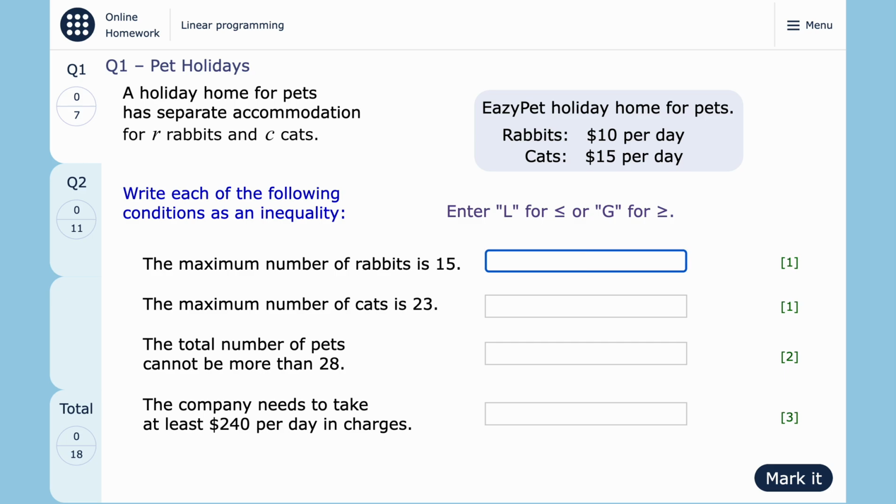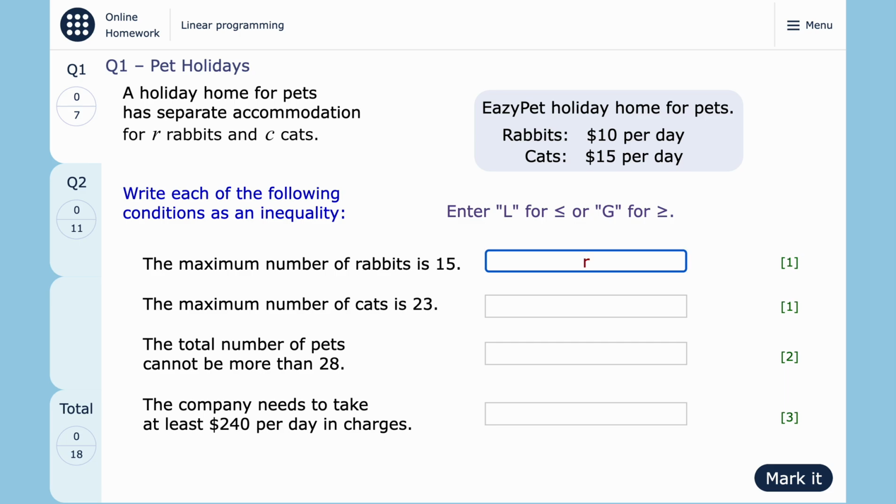Okay, so I'm looking at MyiMaths linear programming. Question 1, pet holidays. A holiday home for pets has separate accommodation for rabbits and cats. Write each of the following conditions as an inequality. The maximum number of rabbits is 15. So you have to have 15 or fewer rabbits.